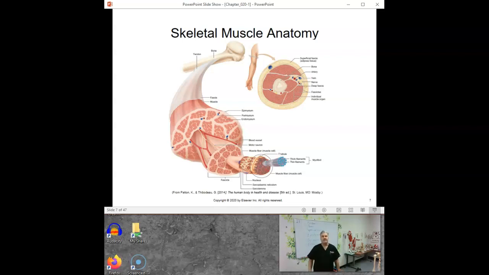Anybody remember the fascia around bones? Periosteum or something like that. Periosteum, because osteo means bone. Because these eventually connect into bone. Periosteum.